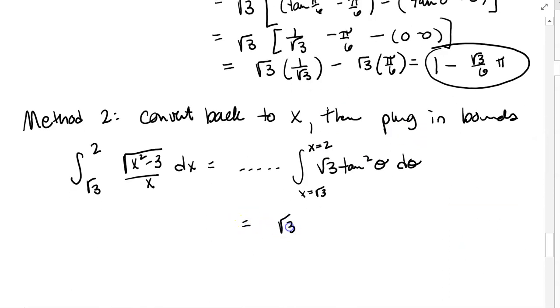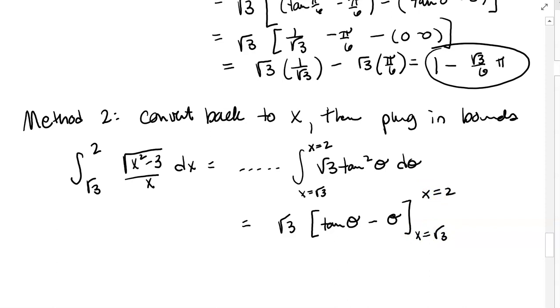and we got the square root of 3 times, it wound up being, tangent of theta minus theta. And that was all from x equals the square root of 3 to x equals 2.